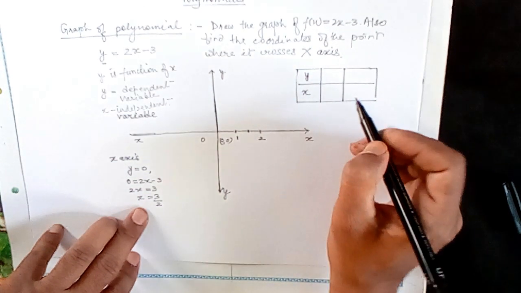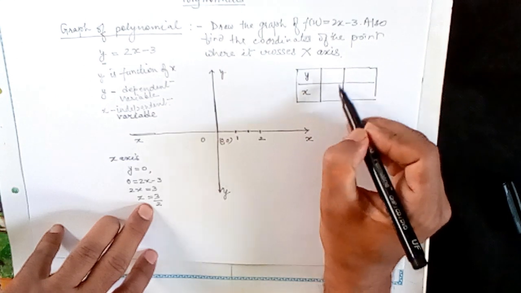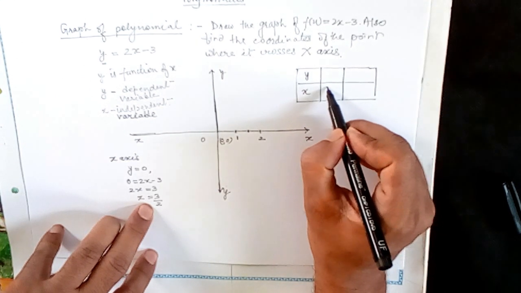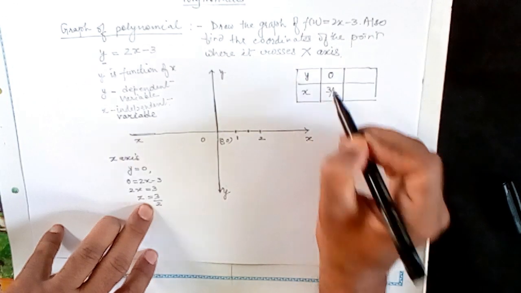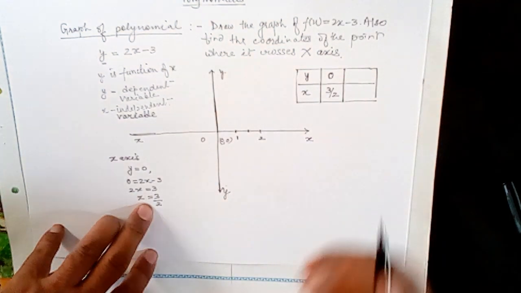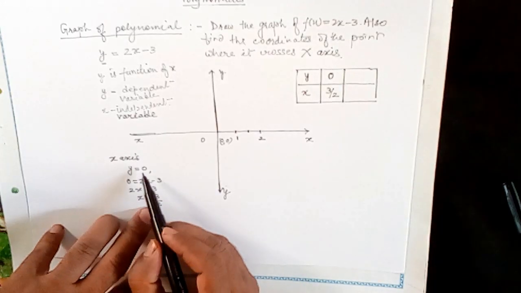here x is 3/2, then the value of y is 0. Now we have taken it in the reverse order.